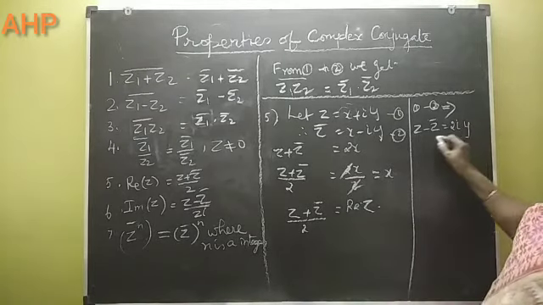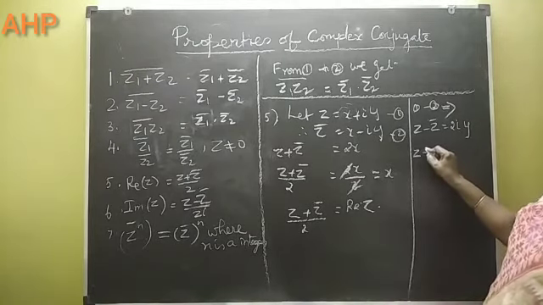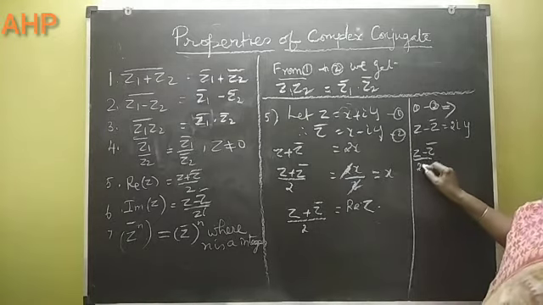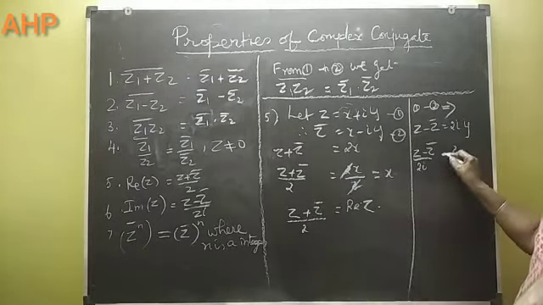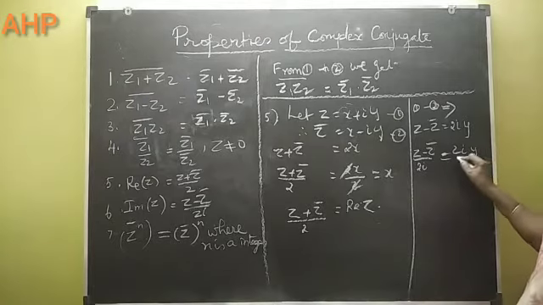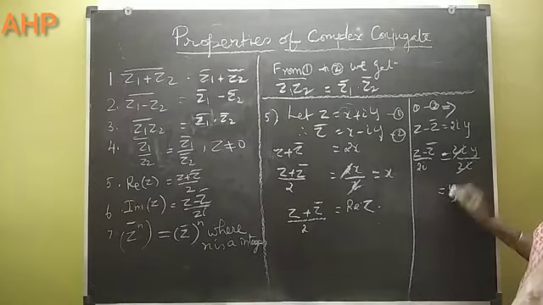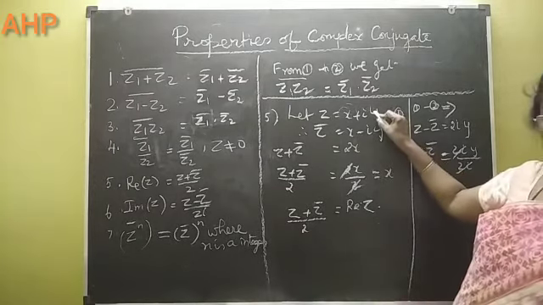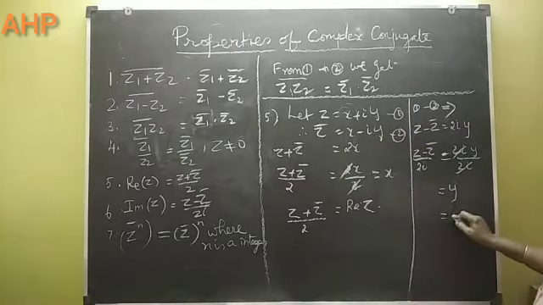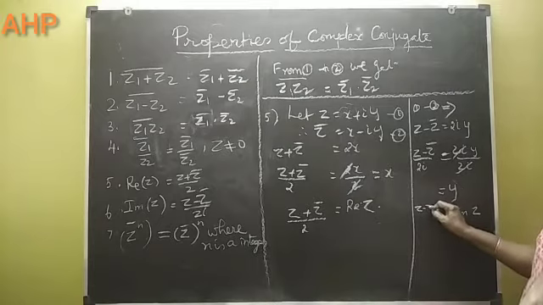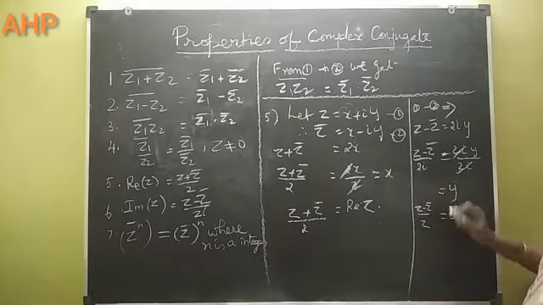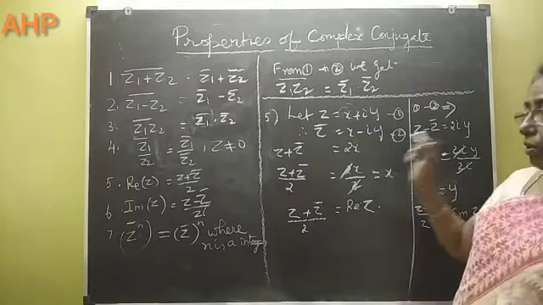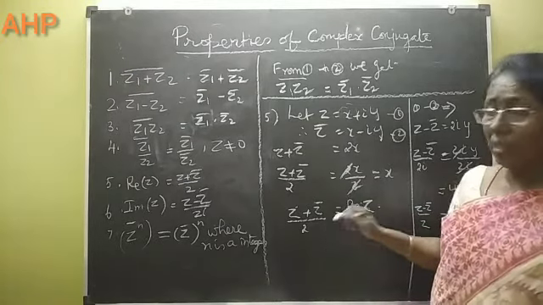So if you divide z minus z bar by 2i, it is equal to 2iy divided by 2i. This 2i gets cancelled and gives you the answer y. This y is nothing but the imaginary part of z. Therefore, this is equal to the imaginary z. So, imaginary z is equal to z minus z bar divided by 2i. Real z is equal to z plus z bar divided by 2.